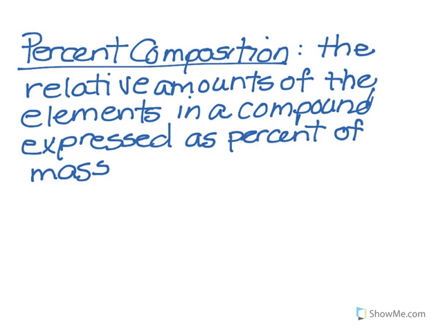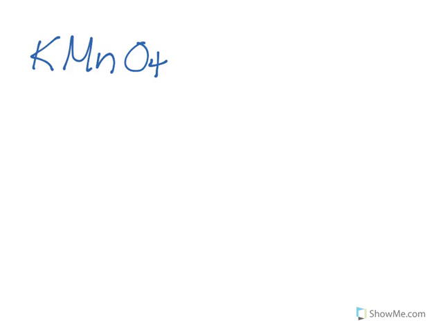Okay, percent composition of compounds is going to be very similar. It's going to tell us how much of each atom is in this compound as a percent, and we will compare molar masses. Okay, let's use potassium permanganate for our example. Let's find the molar mass of the total potassium permanganate.